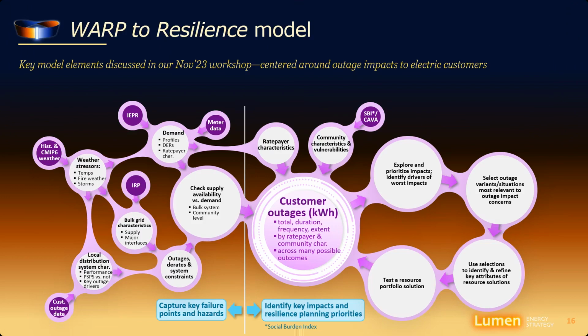So with that, our initial plan included use of data sources like social burden index and CAWA results, the utility climate adaptation vulnerability assessment results, to represent community characteristics and vulnerabilities, with the expectation that these data sources would play a limited role in identifying and prioritizing outage events. So next slide, please.